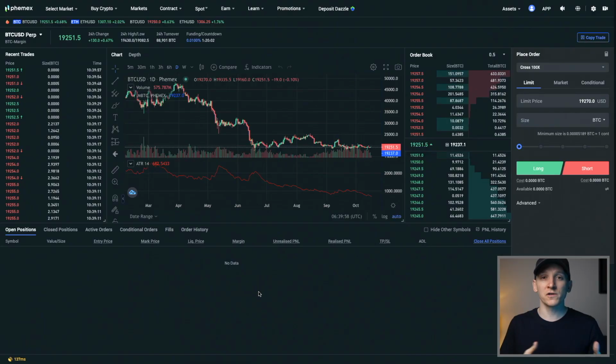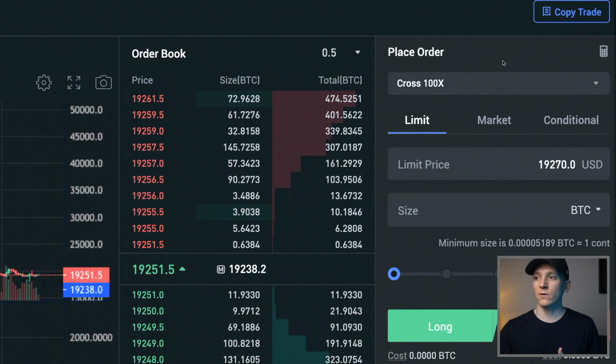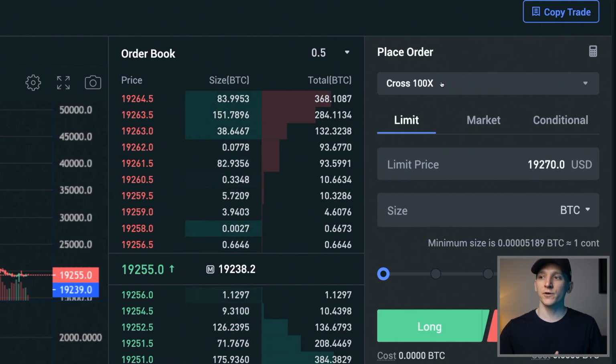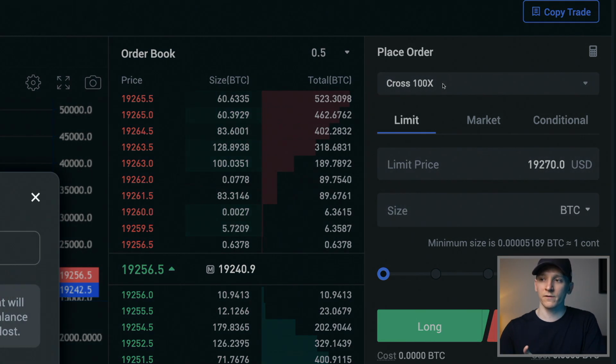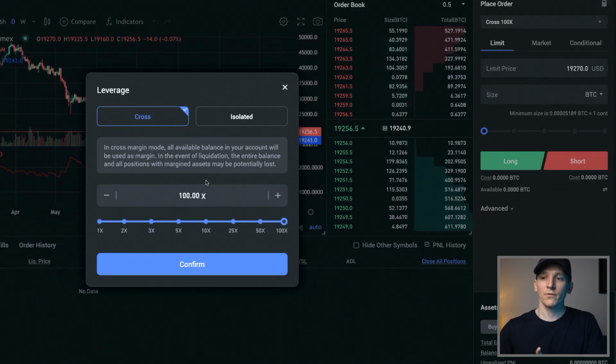Now we can choose whether to fund each individual trade or just fund our entire account. This is known as cross versus isolated margin. It's up in the top right hand corner. So you can actually choose this on a per trade basis, but as you can see here, cross 100x. So if we just click on that, this is cross margin.